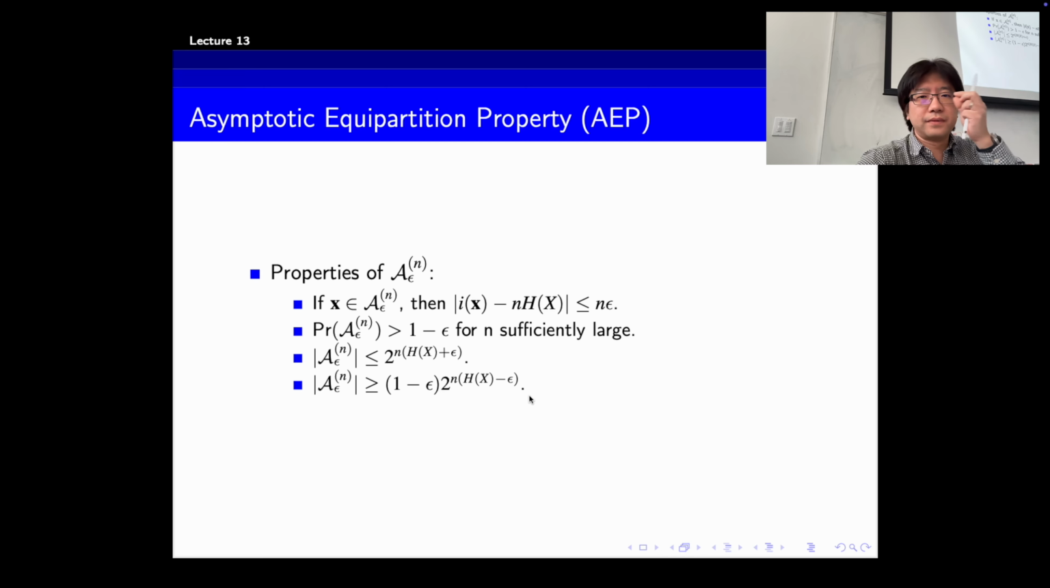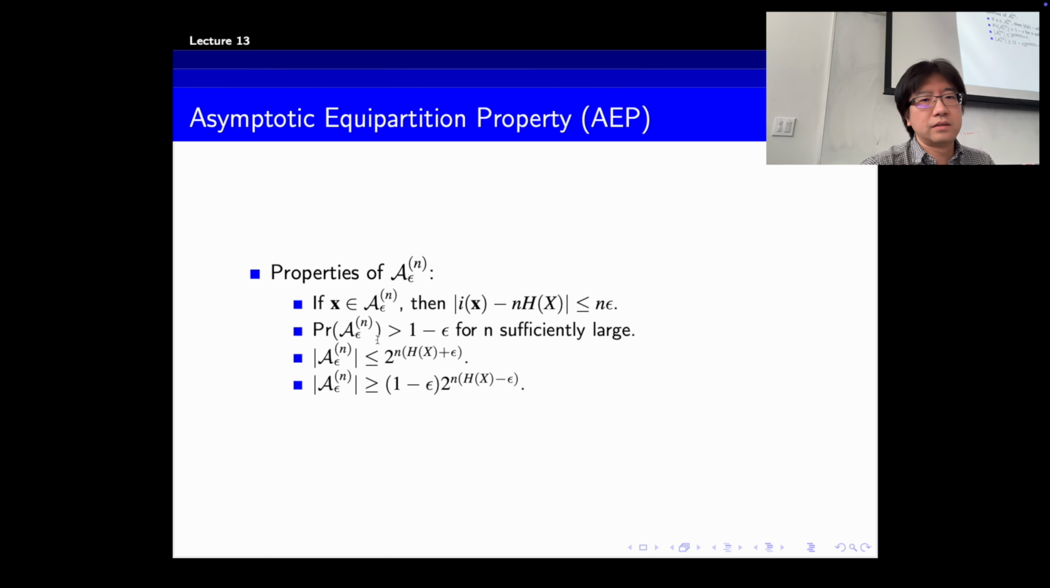So the first one basically means that the difference between the self-information and n times the entropy is less than or equal to n times epsilon, right? So this is almost trivial, right? That's from the definition of AEP, right?